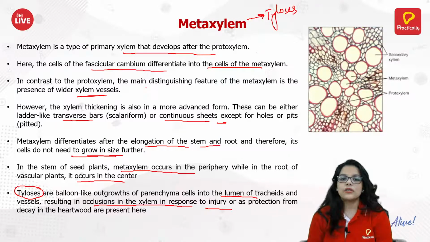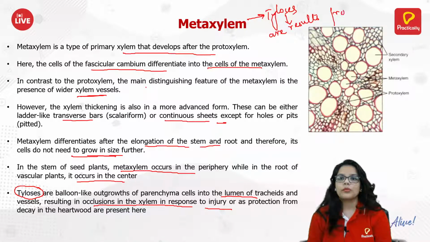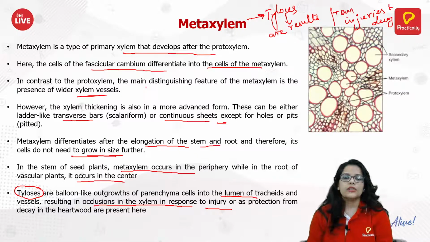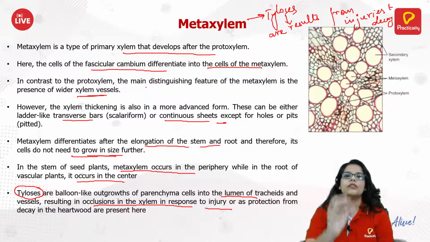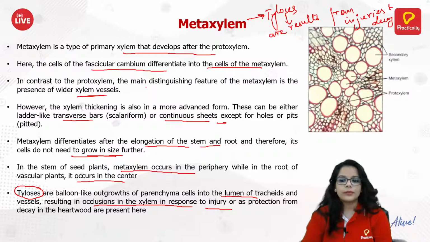Okay, so tyloses result from injuries and decay. These are the ones which are actually forming after something, right? They're forming after the protoxylem. These are the last ones to be formed. So they are generally formed after an injury or a decay or something. After that only, these are the ones which are formed.